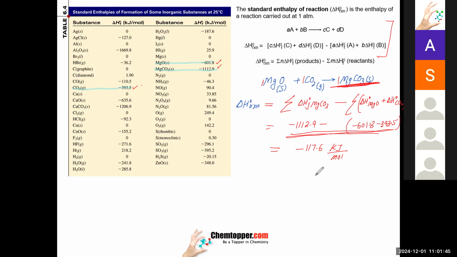Yeah, it is correct. Sig figs are correct. I have to express my answer up to one decimal place because all the numbers which I have taken are up to one decimal place, minimum decimal places.